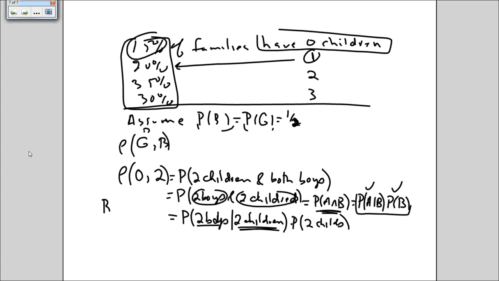Well, you can have a boy and then another boy. You can have a boy and then a girl. Or you can have a girl and then a boy. Or a girl and then another girl. 1 out of 4 have 2 boys. So it's 1 out of 4 times the probability that you have 2 kids, which is 0.35.